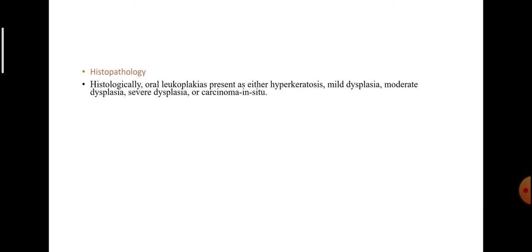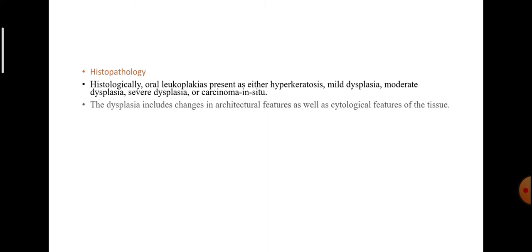Histopathology. Histologically, oral leukoplakia presents as either hyperkeratosis, mild dysplasia, moderate dysplasia, severe dysplasia, or carcinoma in situ. The dysplasia includes changes in architectural features as well as cytological features of the tissue.